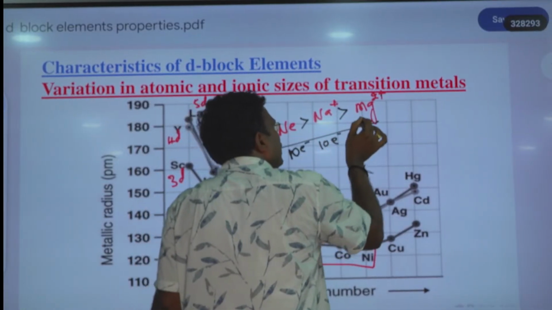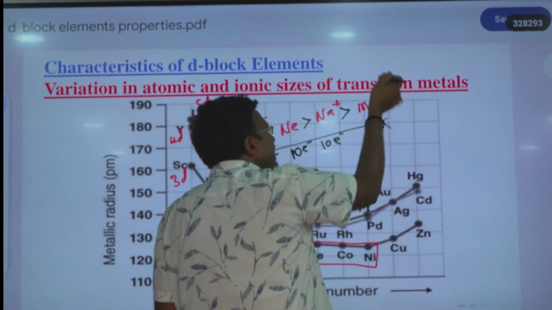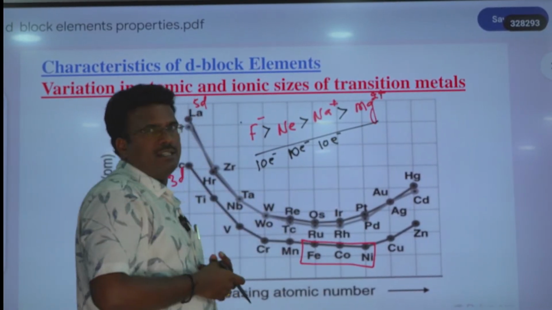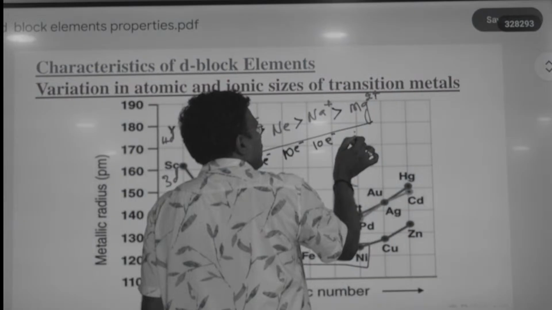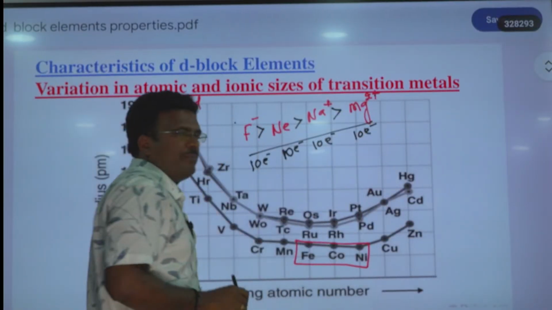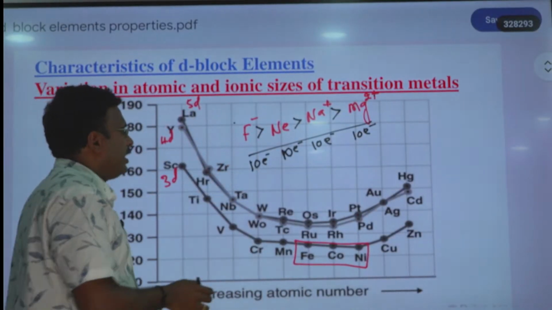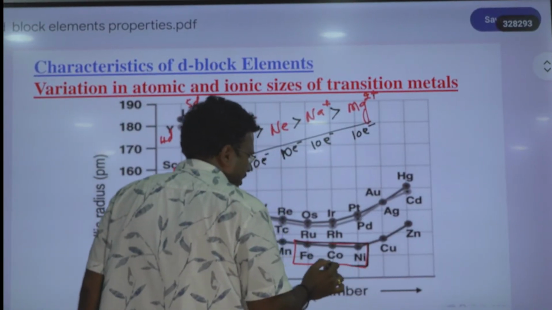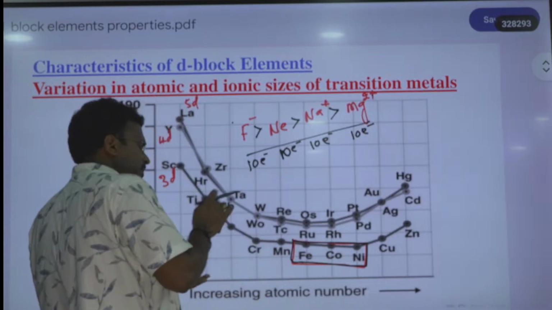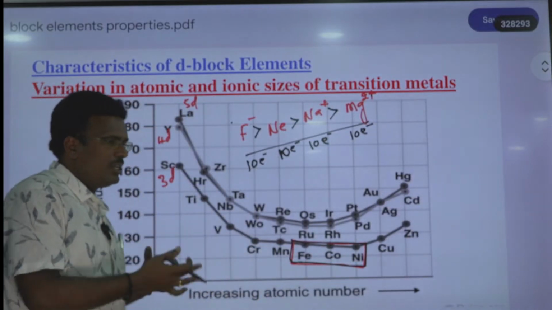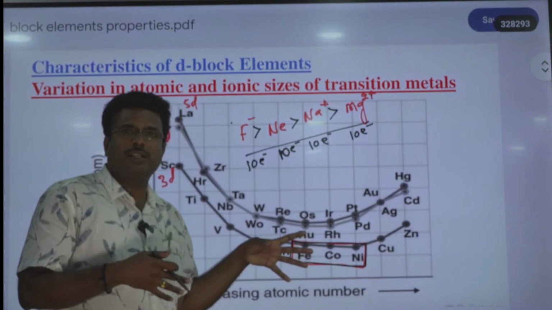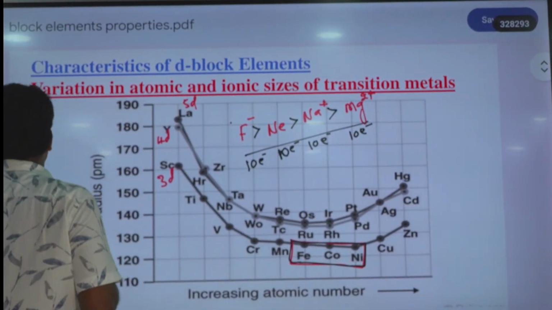But whenever the nuclear charge, the positive charge, increases, the atomic size decreases, right? So here it is also a 10-electron system. In general that is so, but for iron, cobalt and nickel, the effective nuclear charges are equal. That is special. That's why the atomic radii are equal.